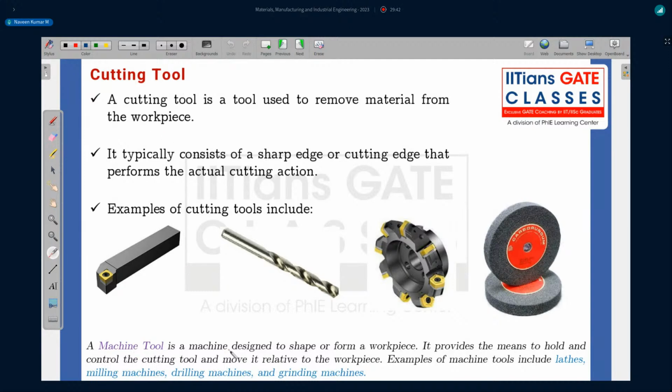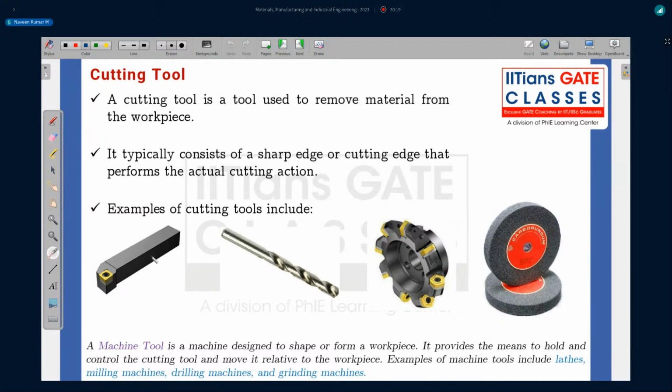So a cutting tool is a tool used to remove material from the workpiece. And a machine tool is a machine designed to shape or form the workpiece, or it can provide holding of this tool, and that tool is given some relative motion with respect to the workpiece, and then the cutting process is done in the machine tool. All these cutting processes are held in a machine tool with the help of a cutting tool. Okay, so examples of machine tools are lathe machines, milling machines, drilling machines, and grinding machines. Right. So what are the different cutting tools we have?